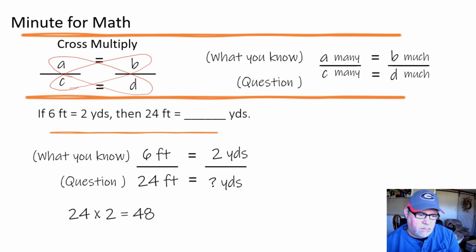Alright, so we take 24 times 2, because we're cross multiplying. 24 times 2 equals 48. Then what do we do? We're going to divide by what? By this number, 6. Cross multiply, and then we divide. So 24 times 2 is 48, divided by 6 is 8 yards. I mean, it's like it just fixes itself.